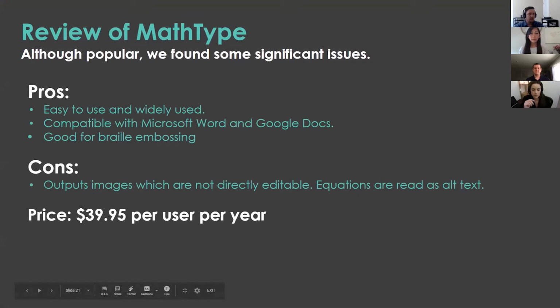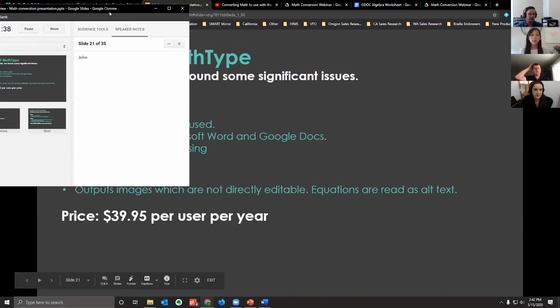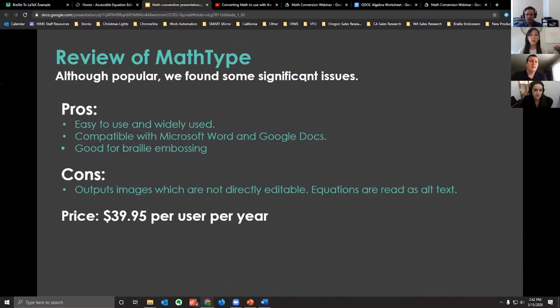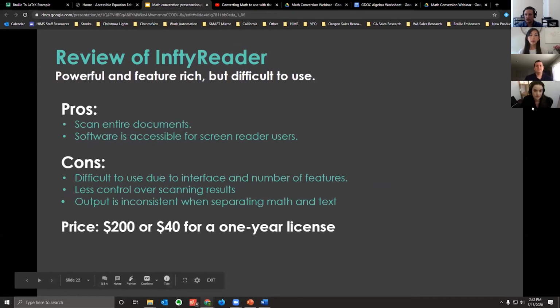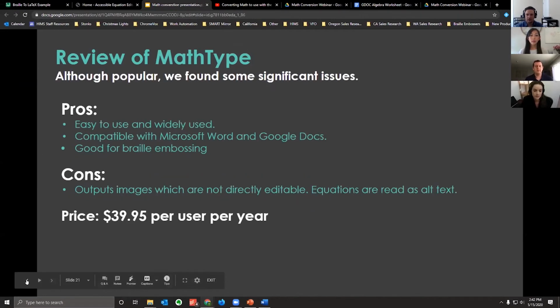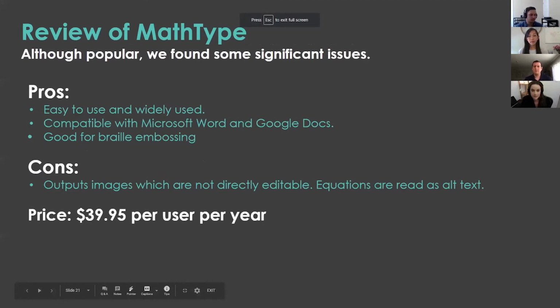All right, so let's talk about some of the different tools that we've investigated. I'm going to go ahead and open up my notes so I can tell you who's supposed to be doing each of these. Let's see. Mathtype, that's me. Yep. So John, yep. So Mathtype is one of the tools that we've been using. Mathtype, for those who aren't familiar, is an equation building software.